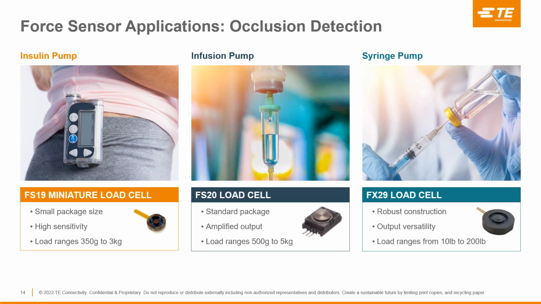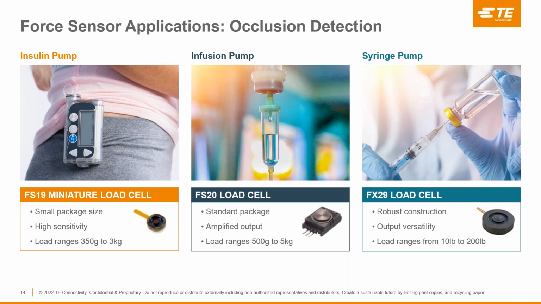So here are some examples of the TE force sensors. For insulin pumps, the FS19 miniature load cell is ideal due to its small package size and high sensitivity with an analog output. Its load range is from 350 grams to 3 kilograms. For infusion pump applications, we have the FS20 load cell with a standard package and an amplified analog output. Its load range is from 500 grams to 5 kilograms.